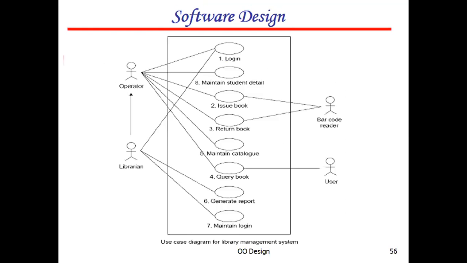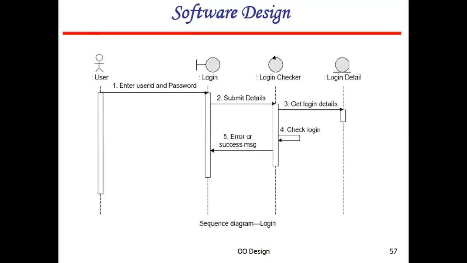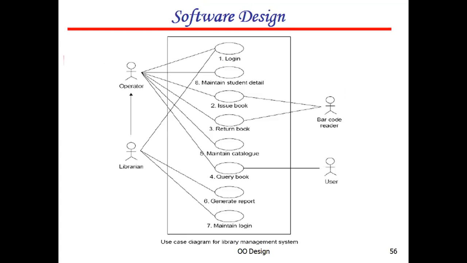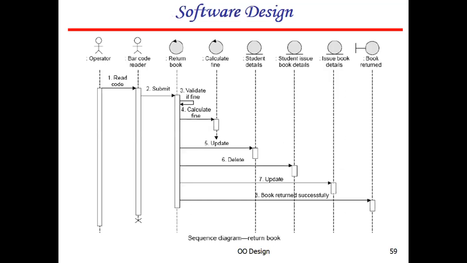Another activity is maintain student detail. So we need to draw the sequence diagram for maintain student detail. The third activity is issue book. We need to draw the sequence diagram for return book or issue book. So for every use case, we need to draw the sequence diagram. Is it clear? Thank you very much.